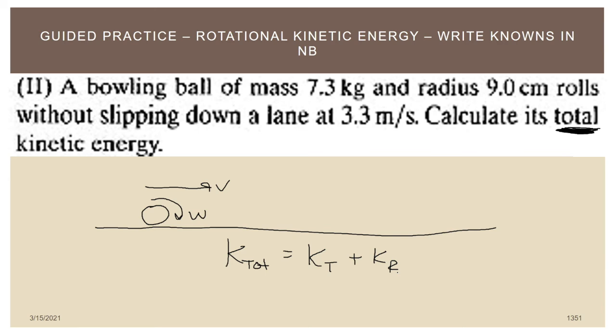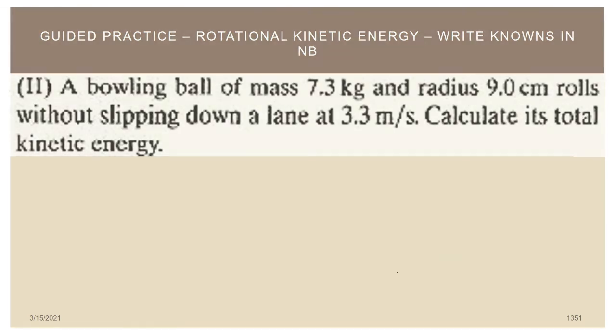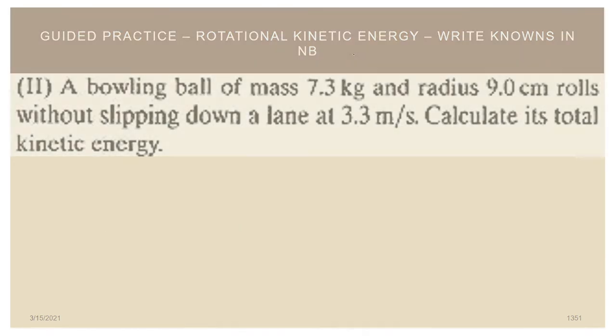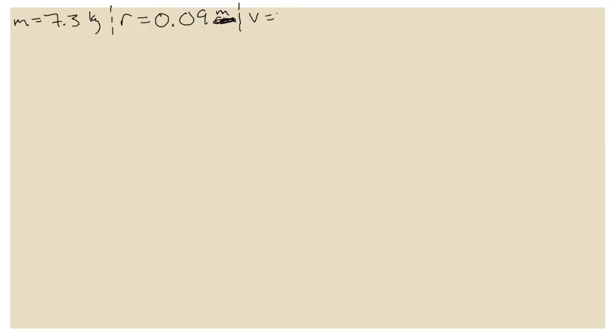So first, before we get into that, let's just write down the knowns. They tell us here that this bowling ball has a mass of 7.3 kilograms. They tell us its radius is 9.0 centimeters, so 0.09 meters. And they tell us here that the linear speed, and you can tell it's a linear speed because it's in meters per second, is 3.3 meters per second. We're being asked for the total kinetic energy.